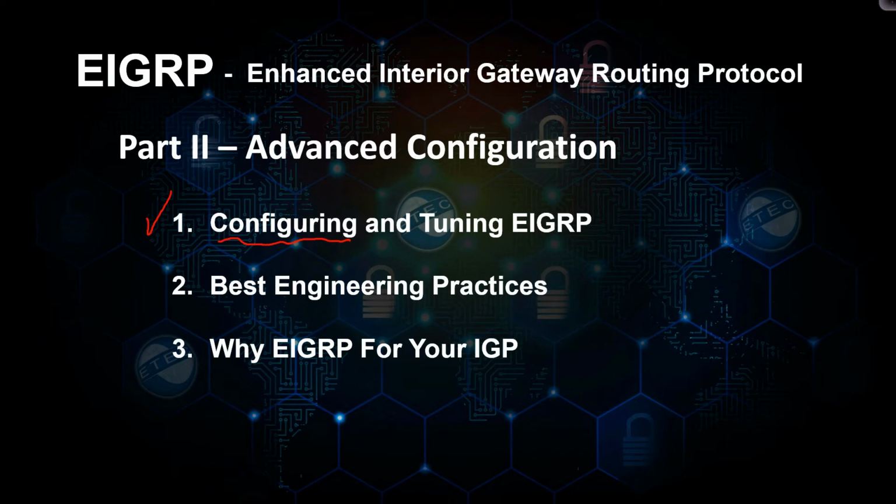But in a production network, enabling EIGRP alone is not yet complete. What about things like default route, summarization, or authentication? We will go over some of the fine-tuning of EIGRP that is needed in a production environment. Then next I'll share with you my best engineering practices when implementing EIGRP. And finally, we'll go over whether EIGRP is our choice for interior or internal gateway routing protocol.